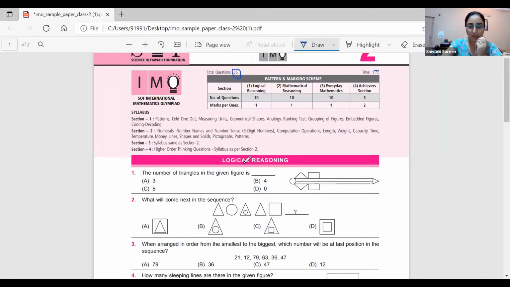So first question from logical reasoning. The number of triangles in the given figure is, so let's count the triangles. 1, 2, 3. So how many triangles are there? There are 3 triangles. Let's move on to the next question.